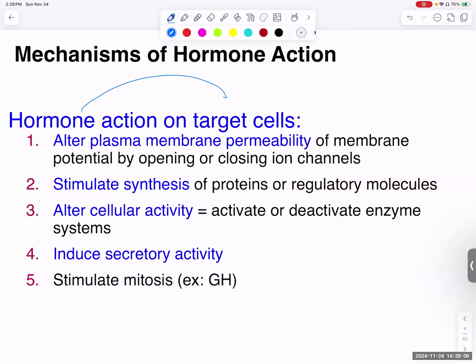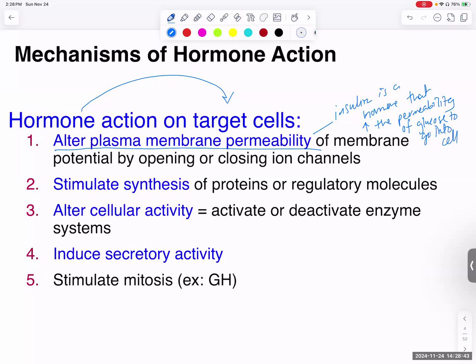Hormones have a target cell that they are going to bind to a receptor, cause something to happen. And one of those things that can happen is alter the plasma membrane permeability. So a good example of this is insulin. Insulin is a hormone that increases the permeability, the ability for glucose to go into the cell. So that's a great example of altering plasma membrane permeability.